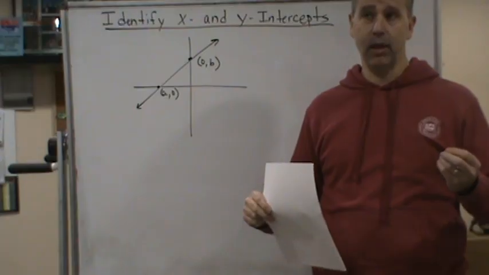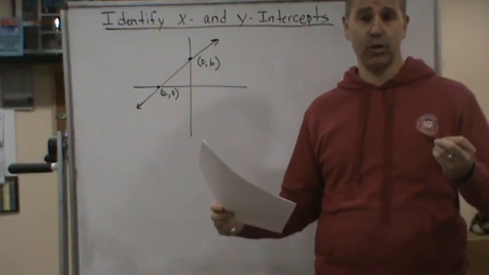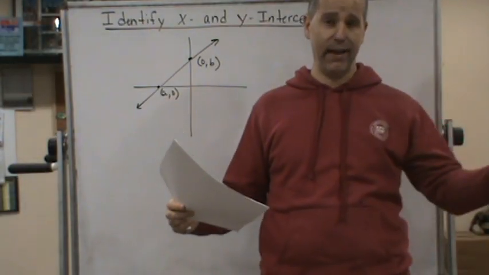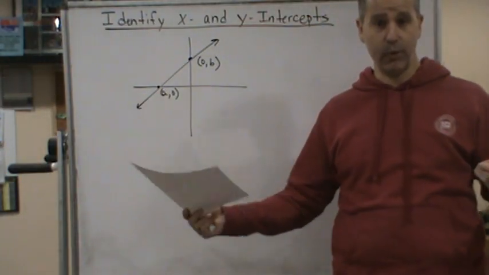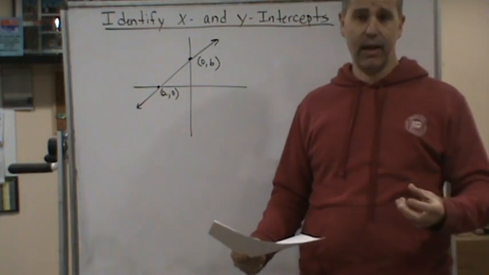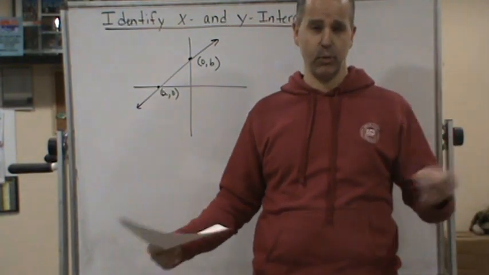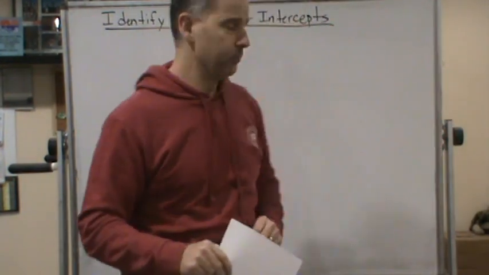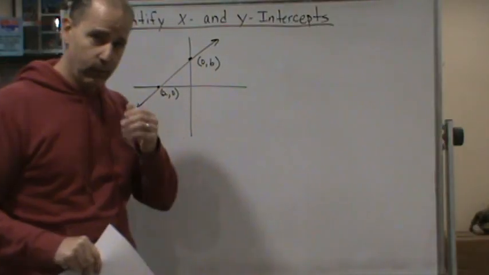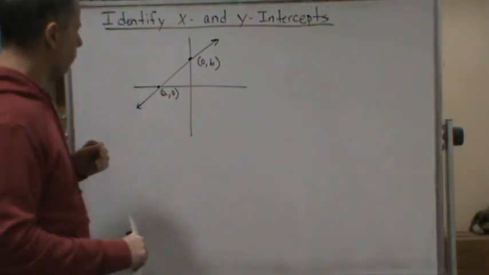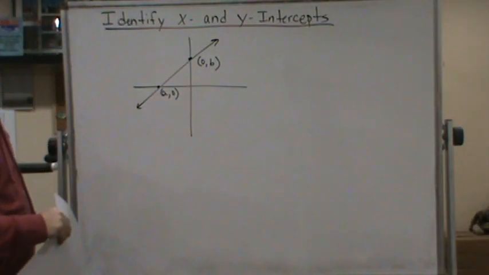Let me say that again. So for the x-intercept, we're going to set the y value to 0 and see what values we get. And then for the y-intercept, we're going to set the x equal to 0 and see what values we get. Okay? So I think I'm saying that right. So that's what we're going to do.